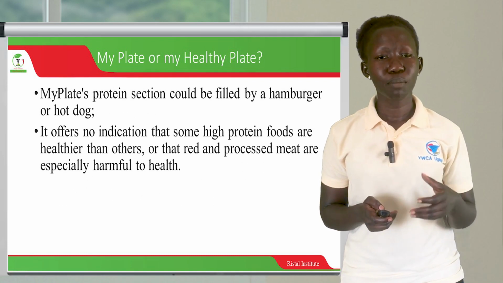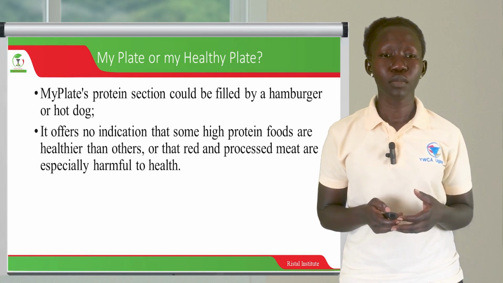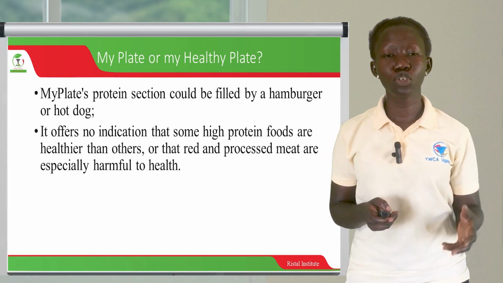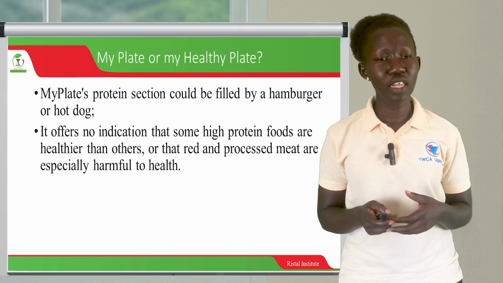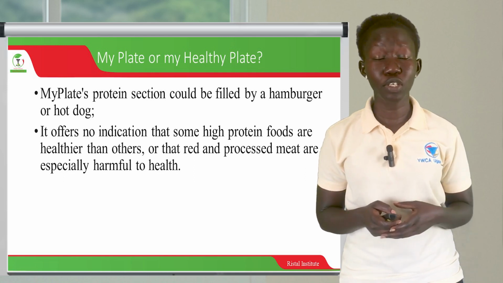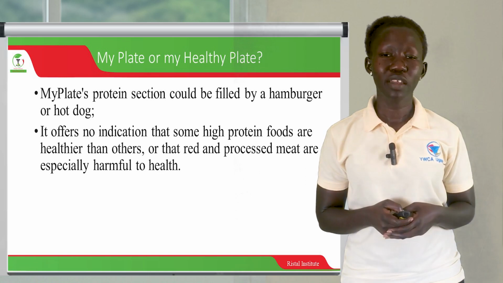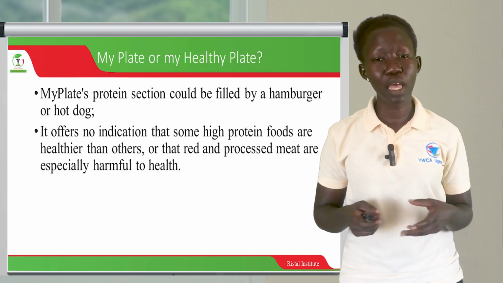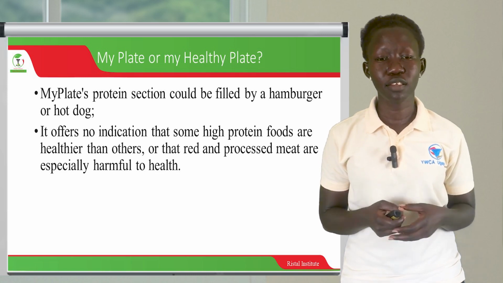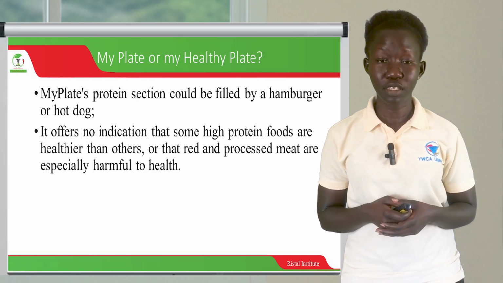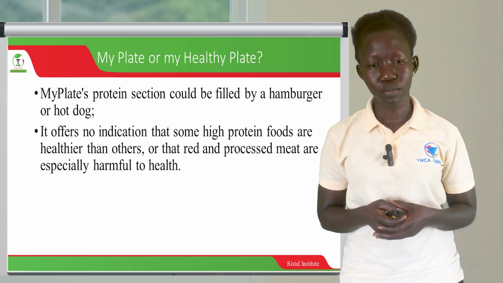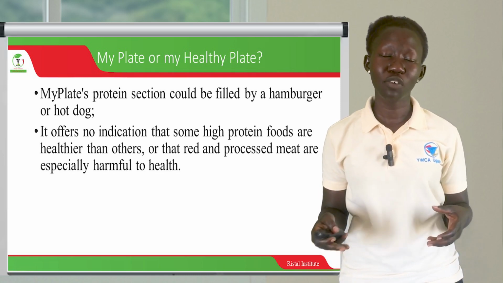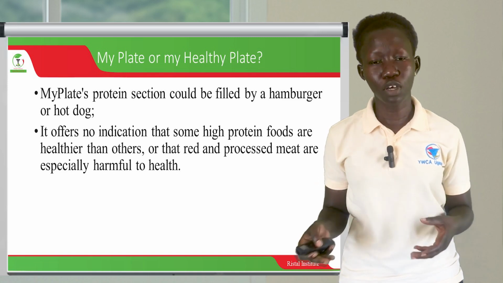Now, while the My Plate emphasizes that you just consume proteins, any kind of proteins you desire, you can consume according to the My Plate. You can have a hamburger or a hot dog. It offers no indication that some high protein foods are healthier than others, or that red and processed meats are especially harmful to health. It just gives you a general recommendation that you should have half of your plate consisting of protein.